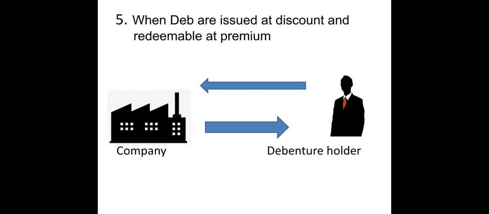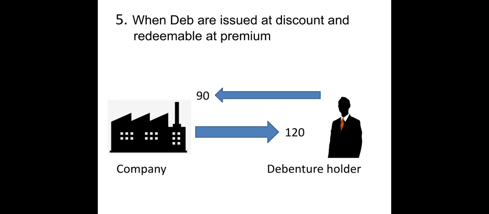Okay, now as you know, generally the company issues debentures and receives money, but this time the company will receive less than 100. You know that the face value of a debenture is generally 100, but here we are getting less than 100. But at the time of redemption, the company is giving extra money, more money to debenture holders. Okay, so we can compare it like this.